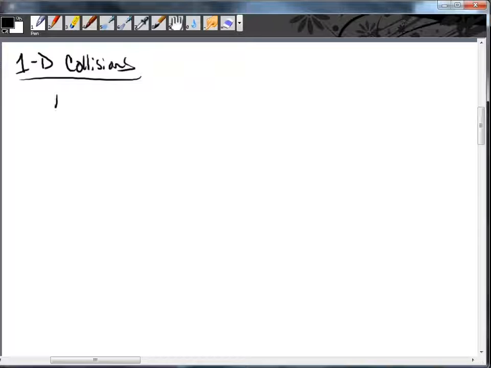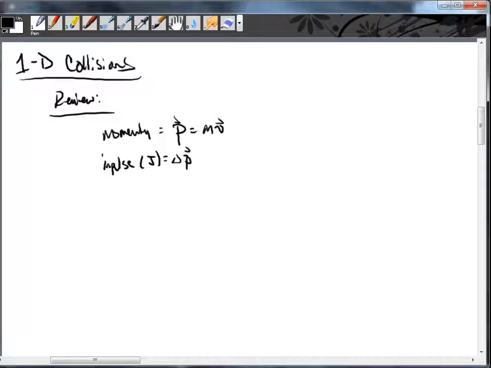So, quick review. The momentum, which is given by P, equals mass times velocity. P equals mv. And our impulse, which is given by J, equals delta P, equals the integral of our net force times our time. All right, so here's our collision.